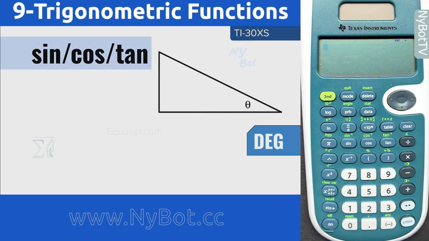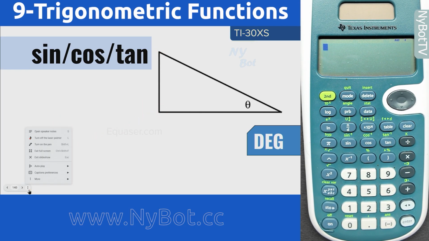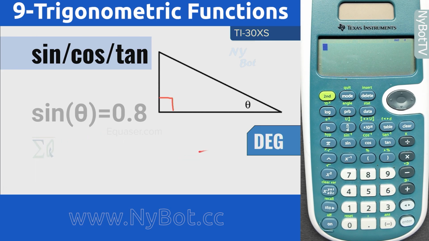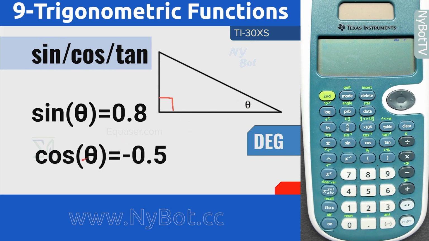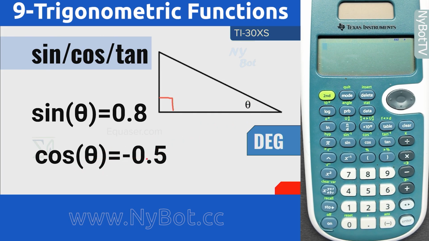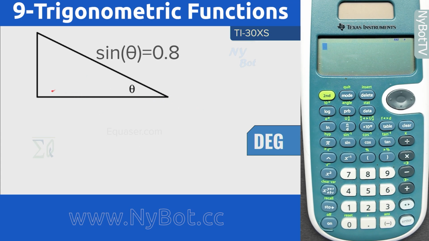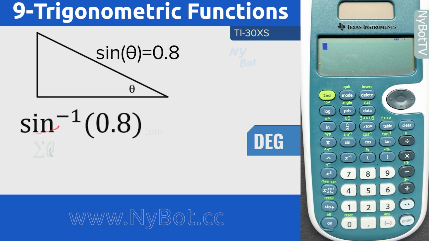I'm pressing clear. Now for a right angle triangle, this is supposed to be a right angle triangle. If we have sine of this theta 0.8, the question would be, what is this theta? Or if cosine of this angle theta is minus 0.5, what is the angle? This is the same way right angle, so we do inverse of 0.8 to give you the theta.